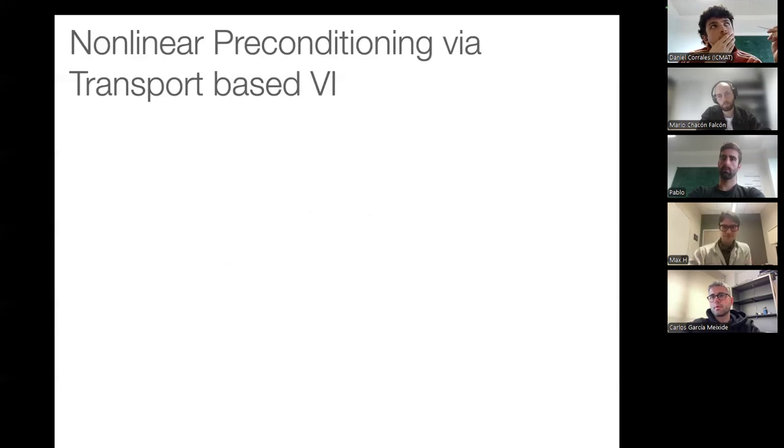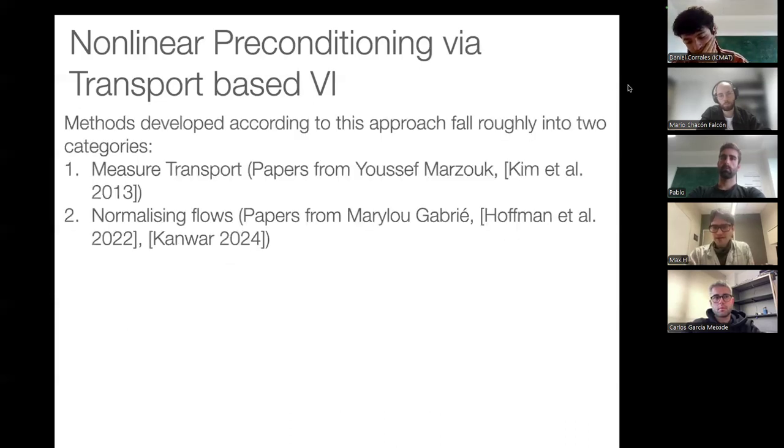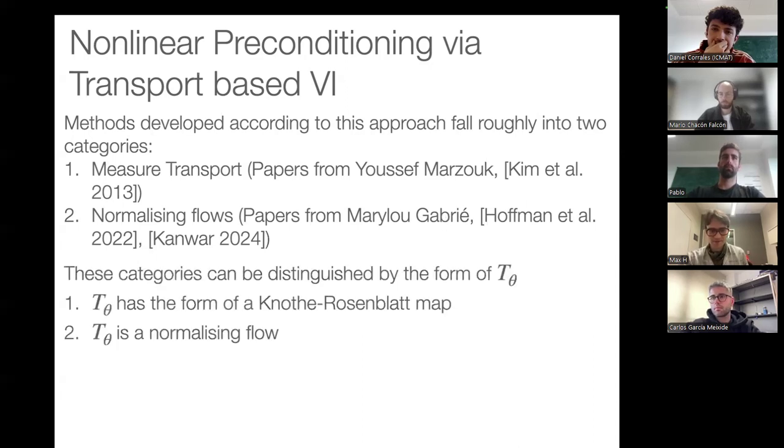Okay, good. The methods developed according to this heuristic approach that I outlined on the previous slide fall roughly into two categories. The first category is measure transport, and if you want to check out work in this category, look at papers from Youssef Marzouk's group. Or it falls into the category of using normalizing flows, and for that, you can look at papers from Marylou Gabrié and various other people.